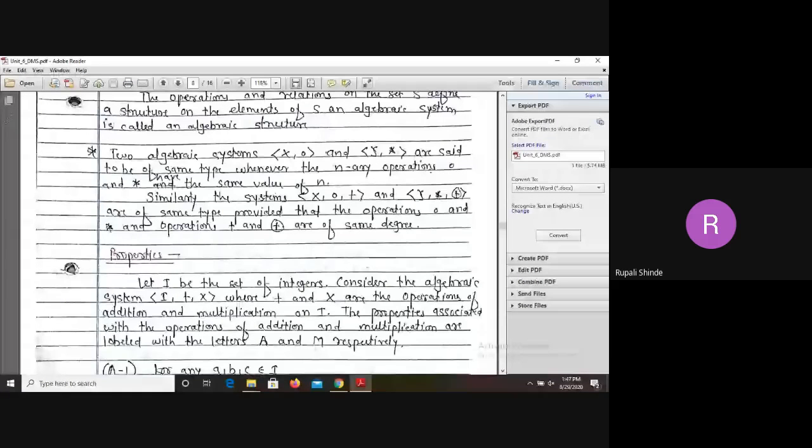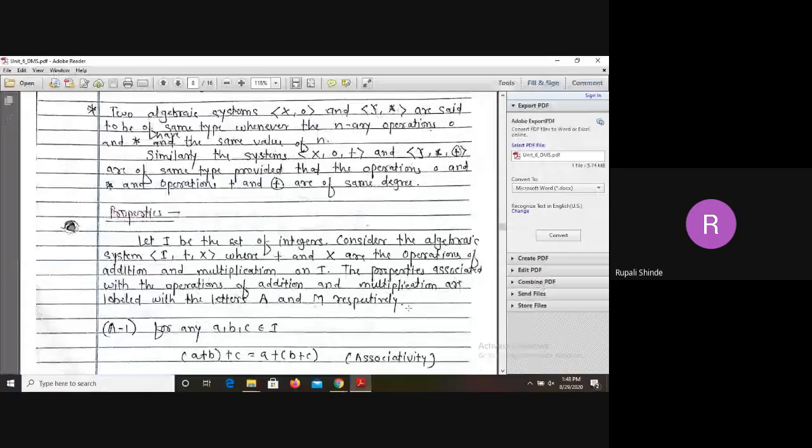So the next point is given as properties of an algebraic system. This point is also very important because you will get a question on this for 8 marks. Many times they have asked this question. So let I be a set of integers and consider the algebraic system I, plus, multiplication, where plus and multiplication are the operations of addition and multiplication on I.